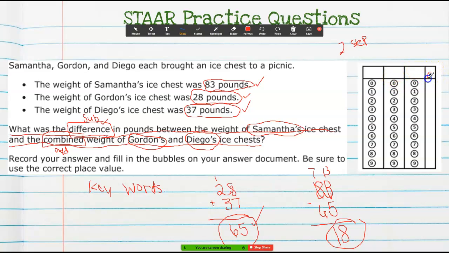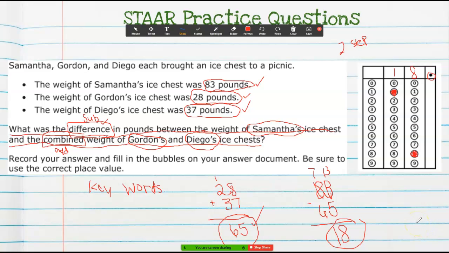Okay, we're always going to start closest to the decimal point. And this is meant for a 3-digit number, but I only have a 2-digit number, so I'm going to have 18. And then I'm going to bubble in. Of course, you would bubble it in a little bit neater. 18.